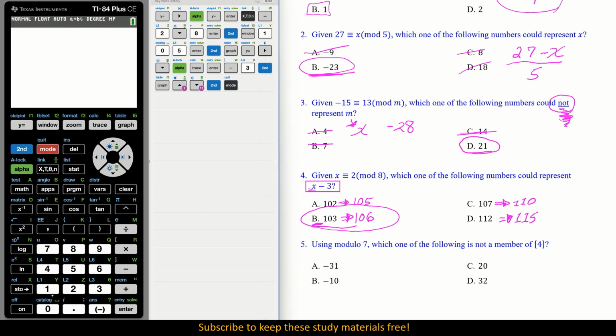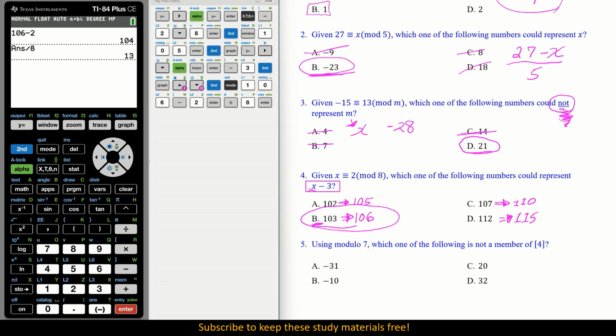If I said 106, that would be our value of x, okay? And then we subtract 2. I'm going to push enter. That'll give us 104. That should be divisible by 8. So divide by 8. And it does. It's 13. So it tells us we were correct.